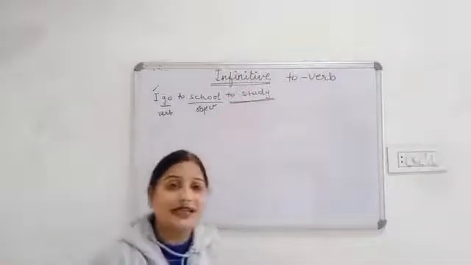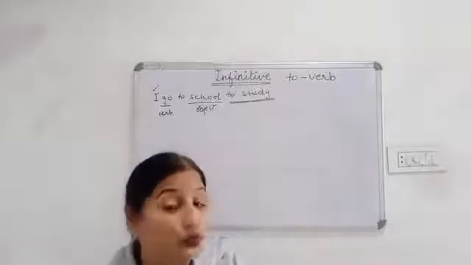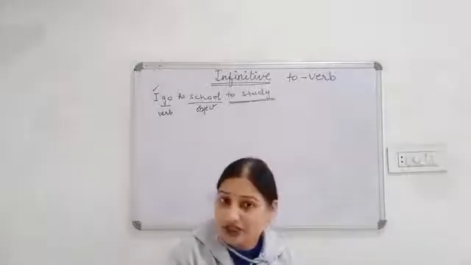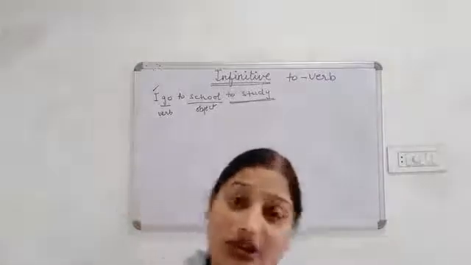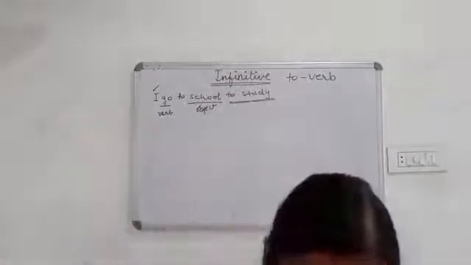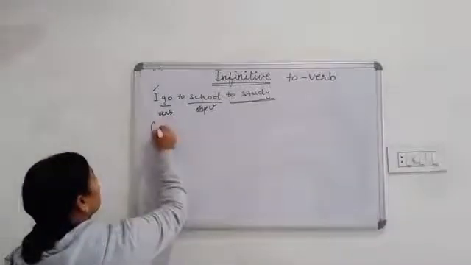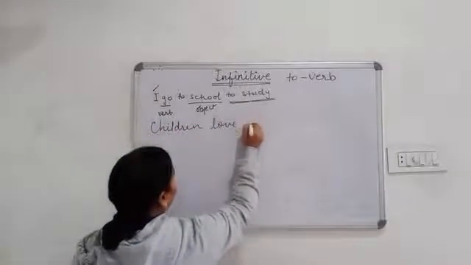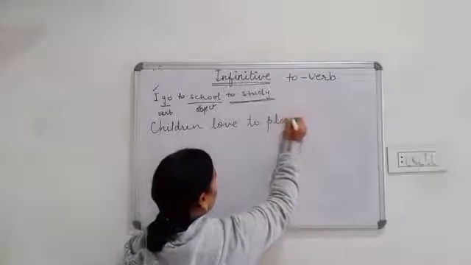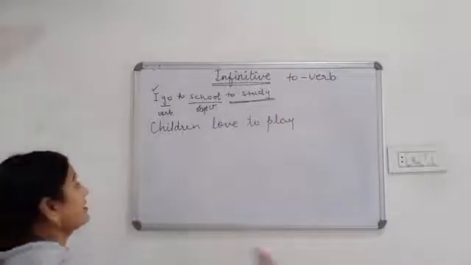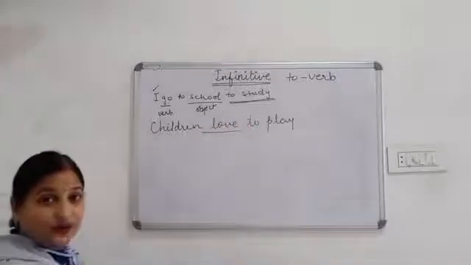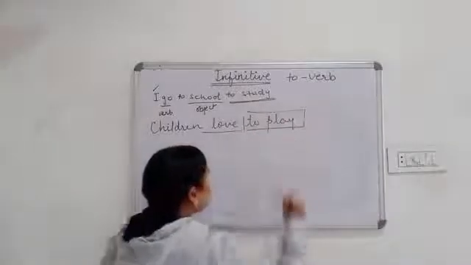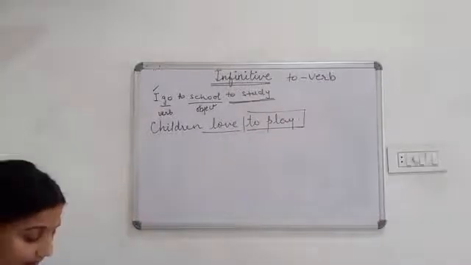So we can say that if along with a verb we use to, and that verb does not do any action but suggests an action, then that is called the infinitive. Now see a few more examples, like children love to play. Once again, the action is clear from love, but the word is to play, and that's why this to play is called an infinitive.